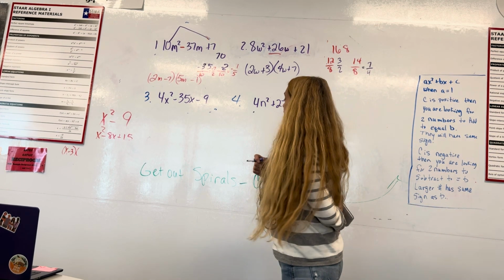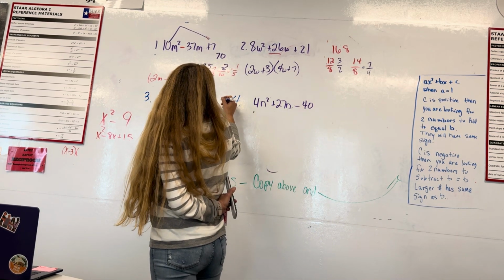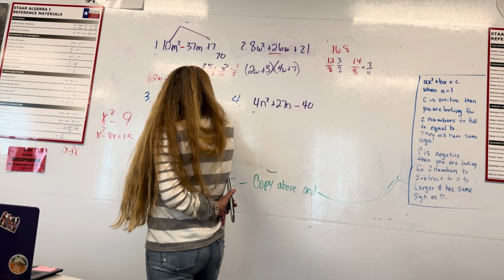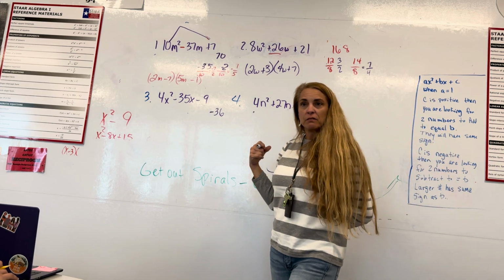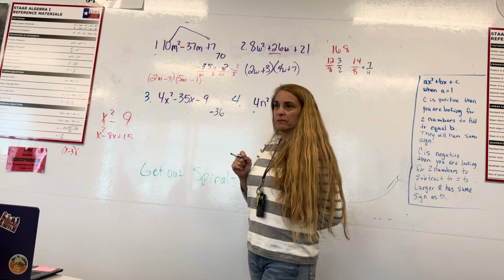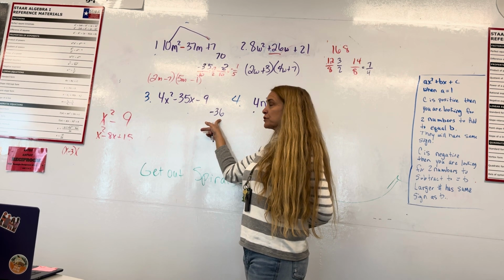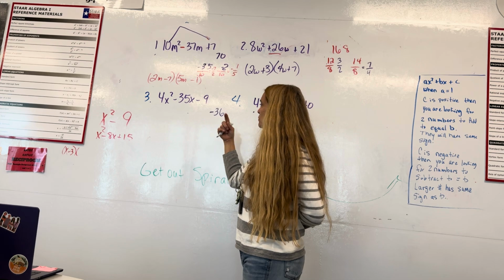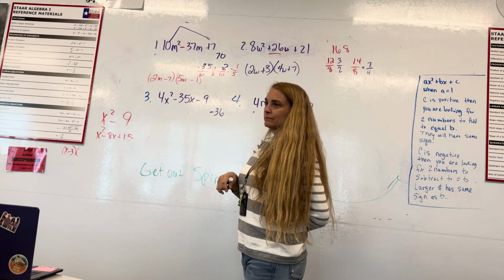And I didn't abbreviate my words as much. So 4 times negative 9 gives you negative 36. Now, if you are using your calculator to find your factors, don't include the negative. It just gets a little bit confusing. Just do y equals 36 divided by x. But this one's fairly easy. What multiplies to give you 36 and subtracts to give you 35?